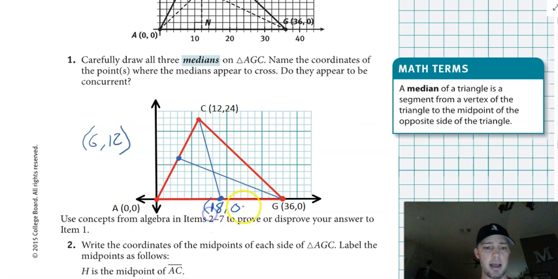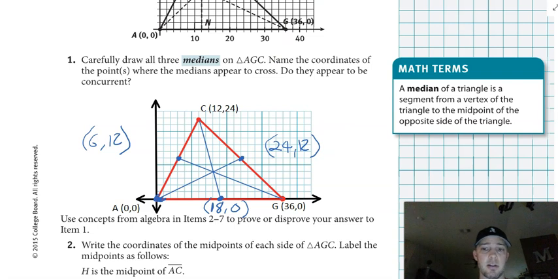For the last one, we can average the x values and y values to find the midpoint. 12 plus 36 is 48, divided by 2 will be 24 for the x coordinate. The y coordinate, 24 plus 0 divided by 2, so 24 divided by 2 will be 12. So 24, 12 should be the midpoint. That's on the line. Looks like it's in the middle. Connect it with the opposite vertex, and we should get all three of our medians drawn. There we go, got the last one drawn.